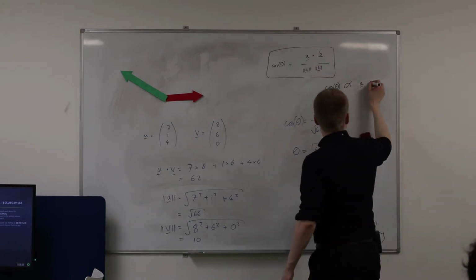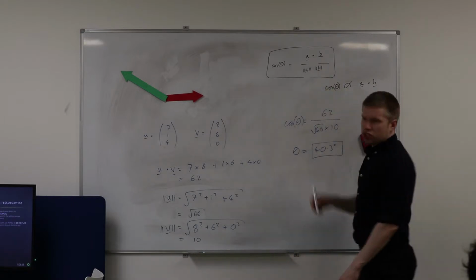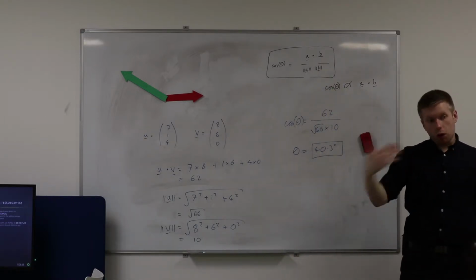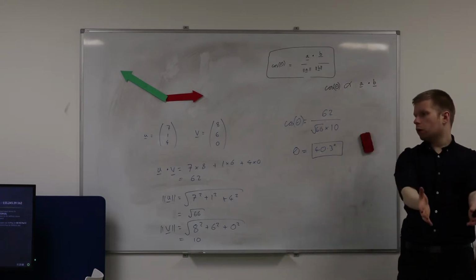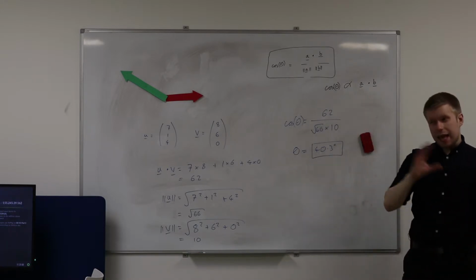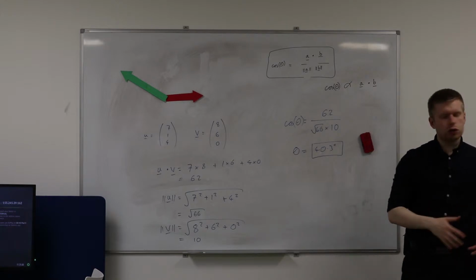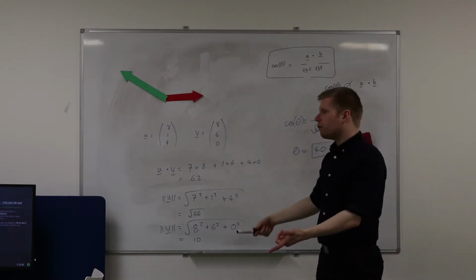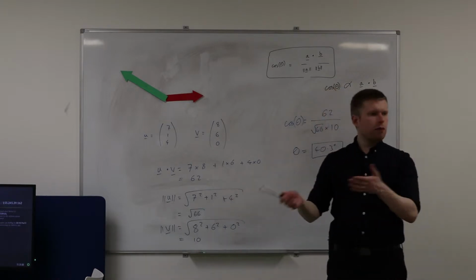Okay? It depends on the sign of A dot B. So what I'm interested in is, if A dot B is positive, what type of angle will I get? And if A dot B is negative, what type of angle do I get? So when I do my dot product, look at the sign, and it should tell me quite a lot of information about what type of angle I'm looking at.